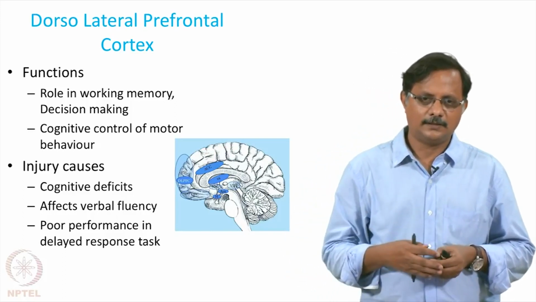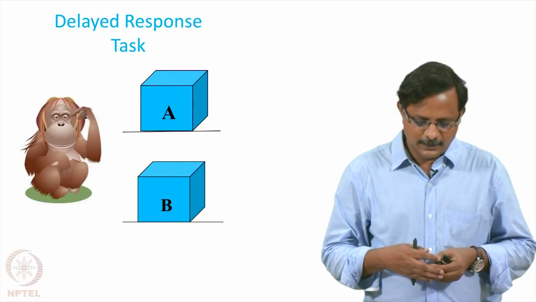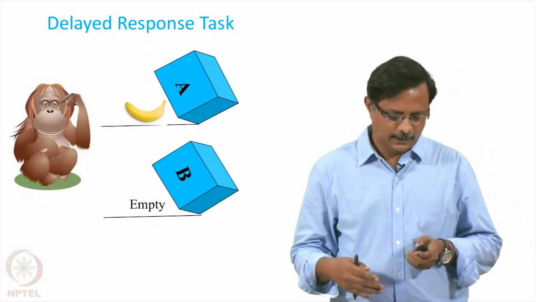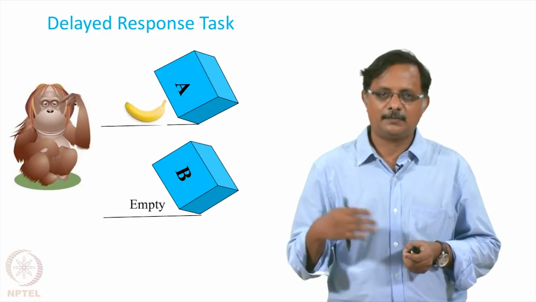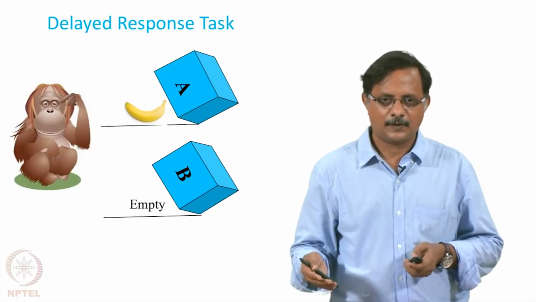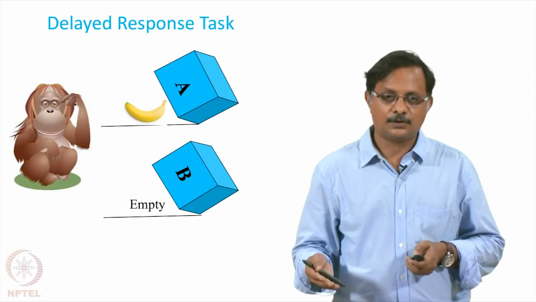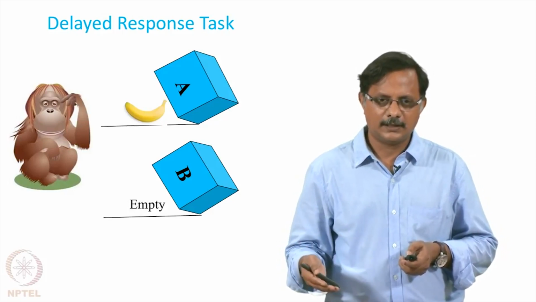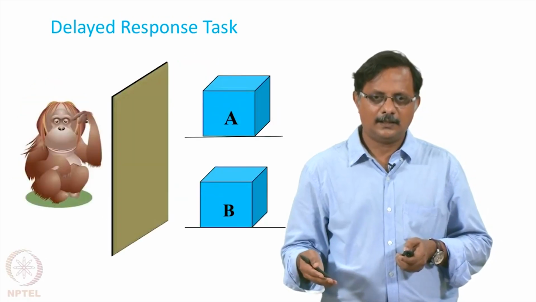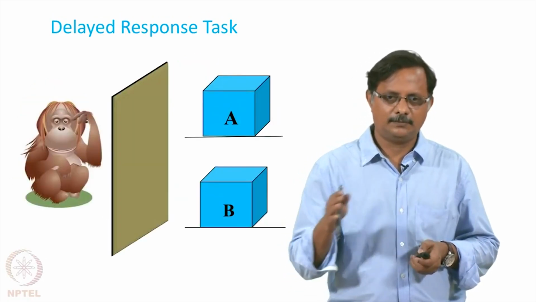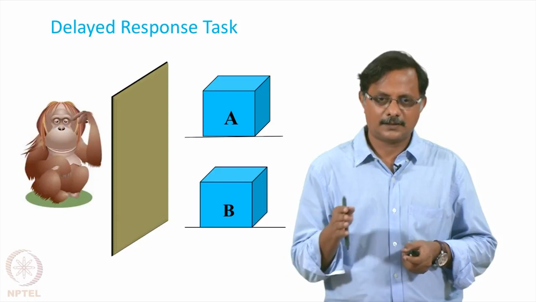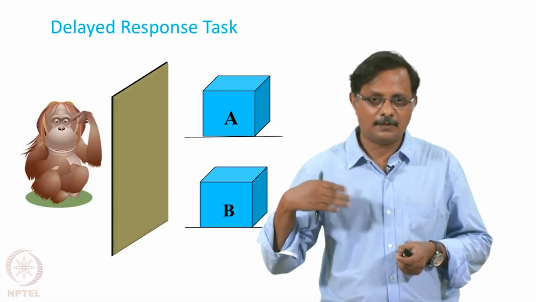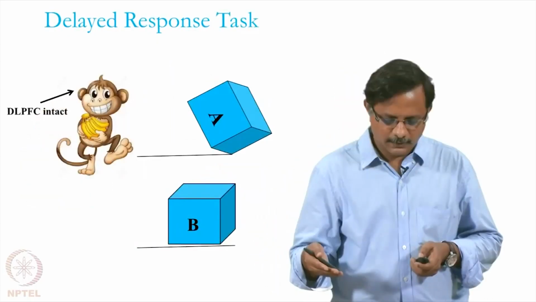Let us see what this task is. So, here you can see a chimp facing two boxes, box A and box B, and one of the boxes hides a banana and the other box is empty. So, the chimp gets to look at the two boxes and what is underneath these boxes first, and then a screen comes between the chimp and the boxes, and the screen remains there for some time. So, in the meantime the chimp has to remember which box was hiding the banana. Then the screen is removed.